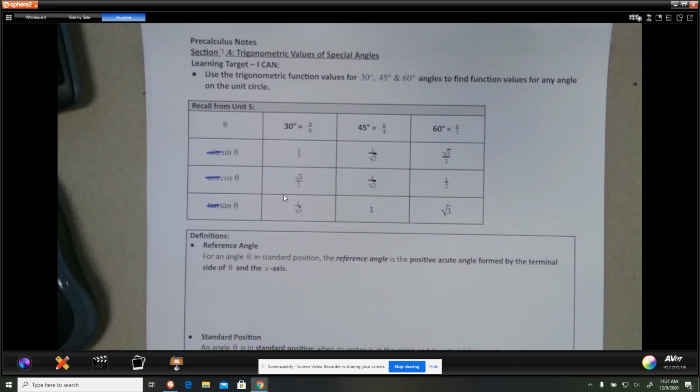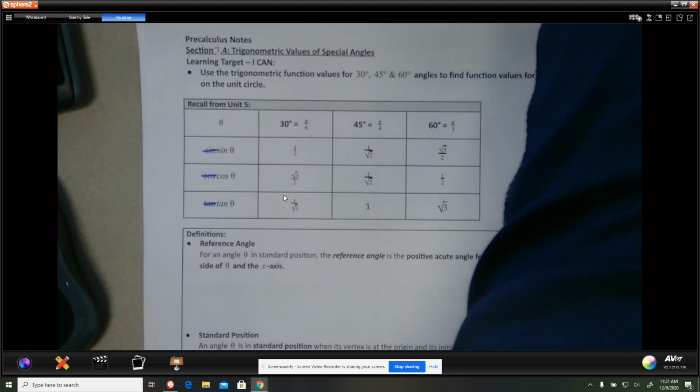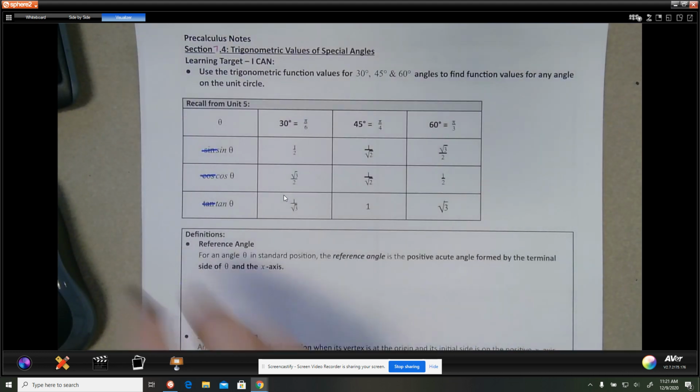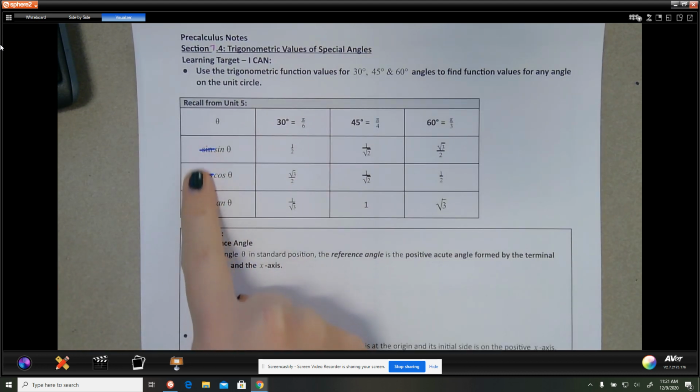Right, we're moving into 7.4, trigonometric values of special angles. I'm gonna clear this up a little bit. Okay, so we are starting off, this is a typo here, ignore this.